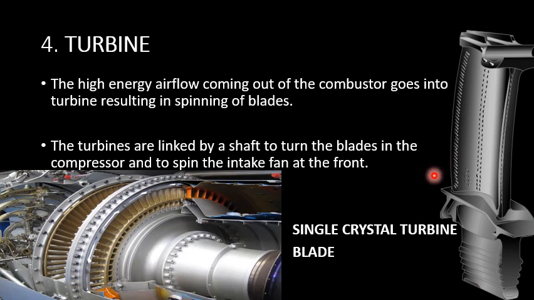And the material used for making the turbine blades are nickel based copper alloys. And also the specialty of the turbine blade is that it is a single crystal turbine blade in order to resist the thermal shocks and to reduce the creep. That is the purpose of making the turbine blade a single crystal. That's all about turbines.